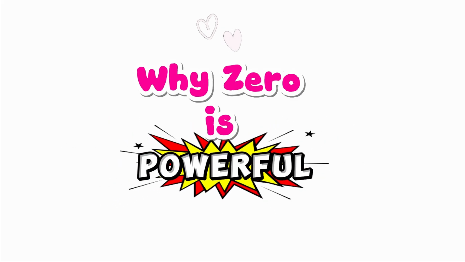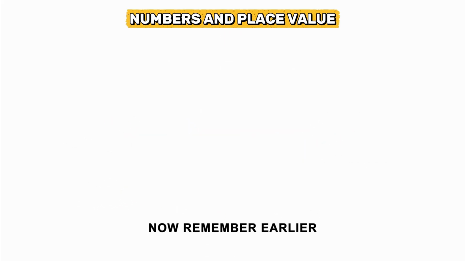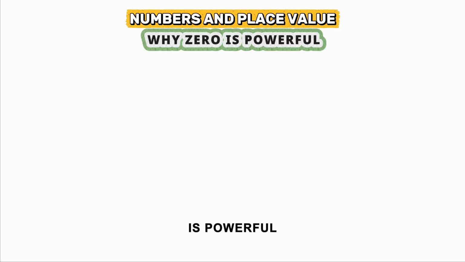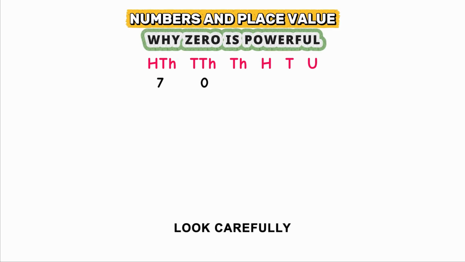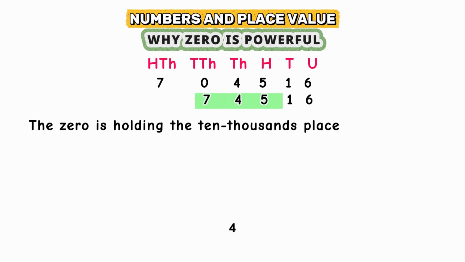Why 0 is powerful. Now remember earlier, I said 0 is powerful. Let me show you why. Look carefully. The 0 is holding the 10,000s place. If we remove that 0, the number becomes 74,516. Is that the same number? No.